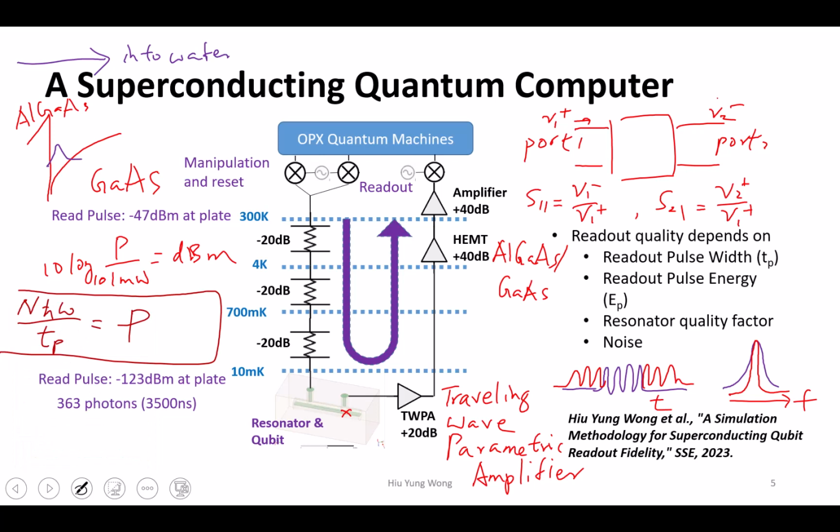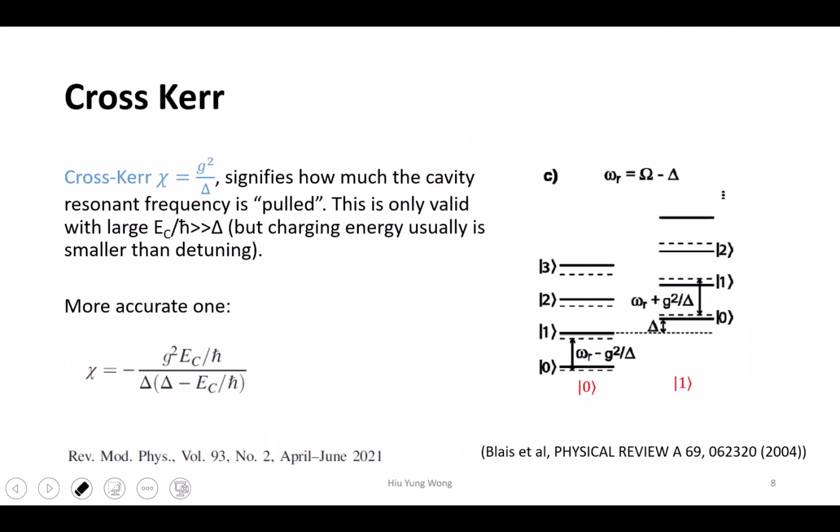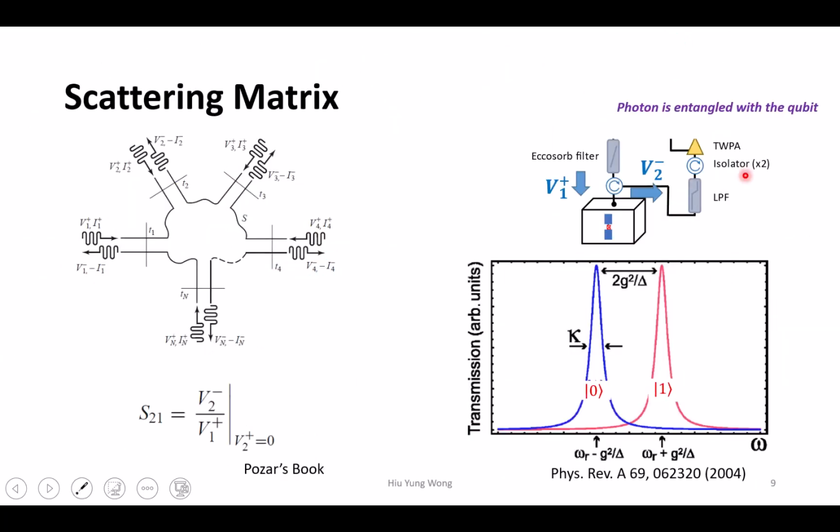Okay, so this one should be V2 minus into V2 plus, just convention, okay? For those who know microwave, you should know that.